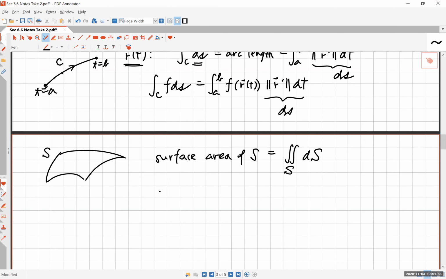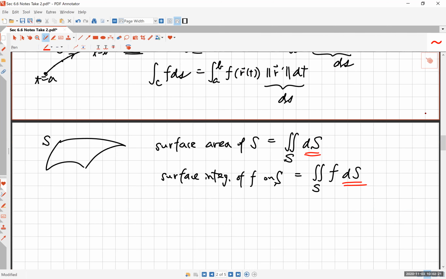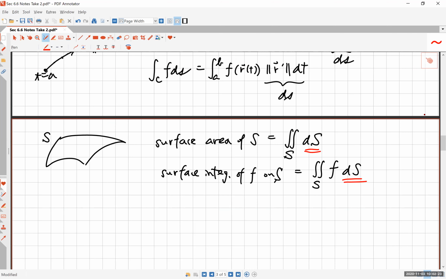If you have a function f, then we can talk about the surface integral of f on S. And so this is going to be the double integral over S of f and then dS. All right, so it begs the question, what in the world is this dS? Here I am going to tell you what that is.